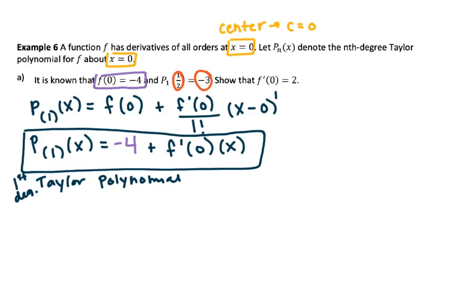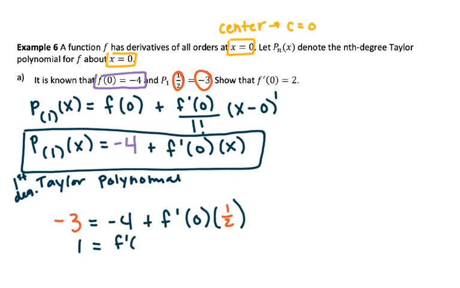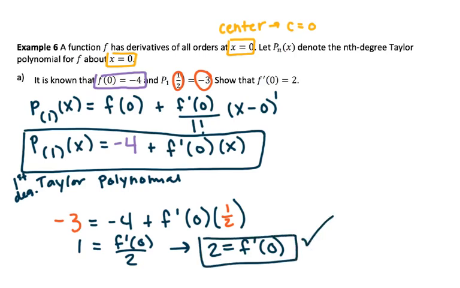Okay, so basically I'm going to say then I know that the output is -3 when the input of x is 1/2. And then it's just a game of algebra, right? So I'm going to add 4 over, that's going to give me 1, and I'm going to write that as f prime of 0 over 2. And so this shows us that if we multiply both sides by 2, we can prove that's the value of f prime of 0. But you do not plug it in if that's what they're asking you to show.